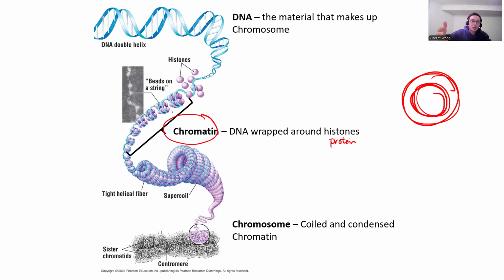When you need to copy the chromosomes or move them during cell division, you condense it even further. So chromosome and chromatin are essentially the same thing. It's just that one is much more compact than the other, the chromosome being the more compact one. Okay, so this is an old slide. We talked about this already.